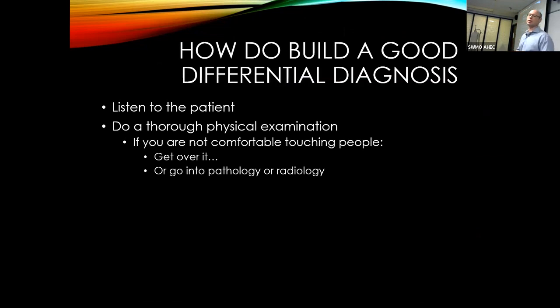So how do you build a good differential diagnosis? Number 1, you got to listen to the patient. Like I said, hip pain can mean a lot of different things to a lot of different people. So you have to listen to their definition of hip pain. You have to do a thorough physical examination. And if you're not comfortable touching people, which I wasn't in the beginning, you either got to get over it or do radiology or pathology, somewhere where you don't need to touch people.